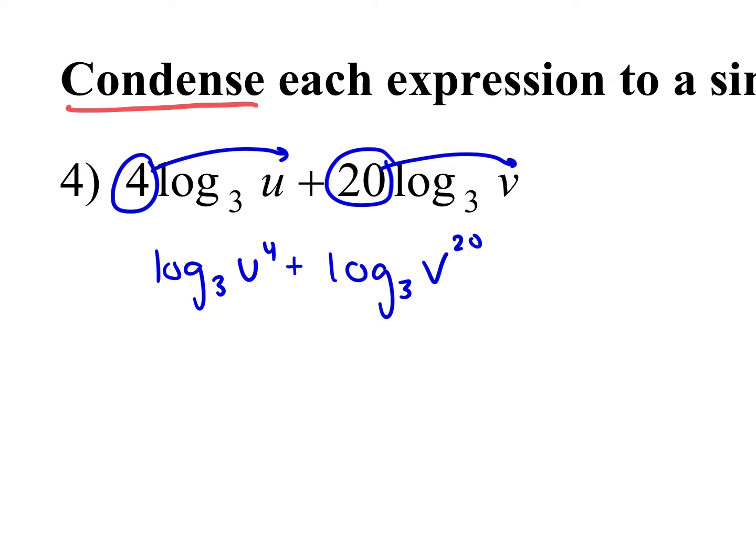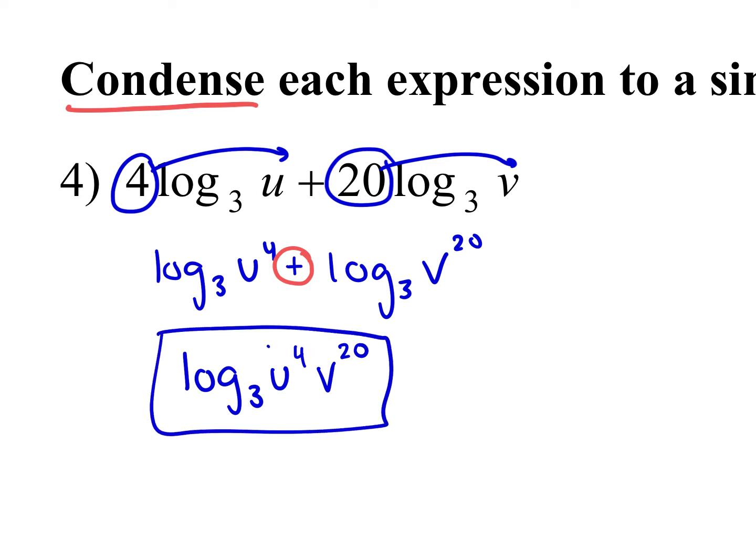What else do I have to do? Group them. What goes with addition? Multiplication. So I condense it to a single logarithm. So I have log base 3. And then what's going to come next? u^4 times v^20. Perfect. That's our answer. So you could put these in parentheses if you wanted to. You could put the little multiplication symbol if you wanted to. It all means the same thing. Any questions here?